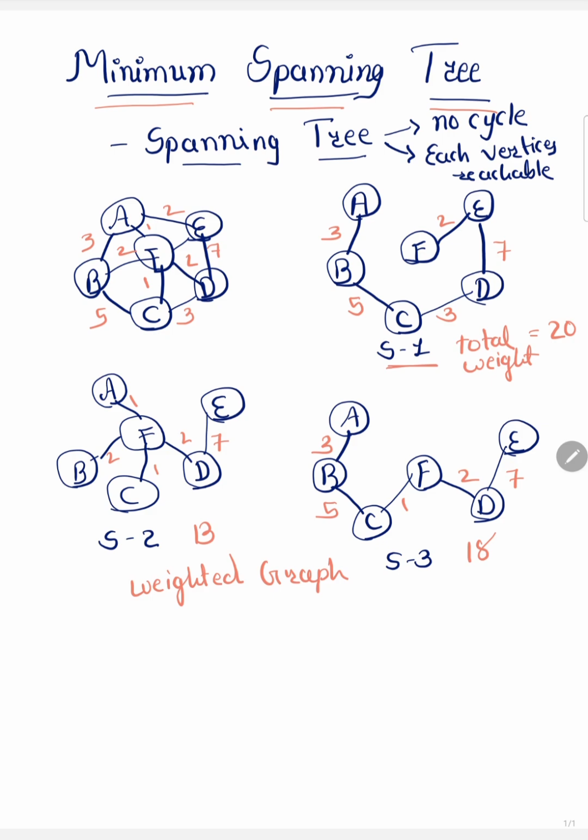So this way you need to find the weight of each spanning tree, and whichever has the minimum weight, lesser than or equal to the weight of every other spanning tree, is the minimum spanning tree. There might be a possibility of two minimum spanning trees, because if there is a repetition of weight, it might be possible, right? So you need to keep that in mind.